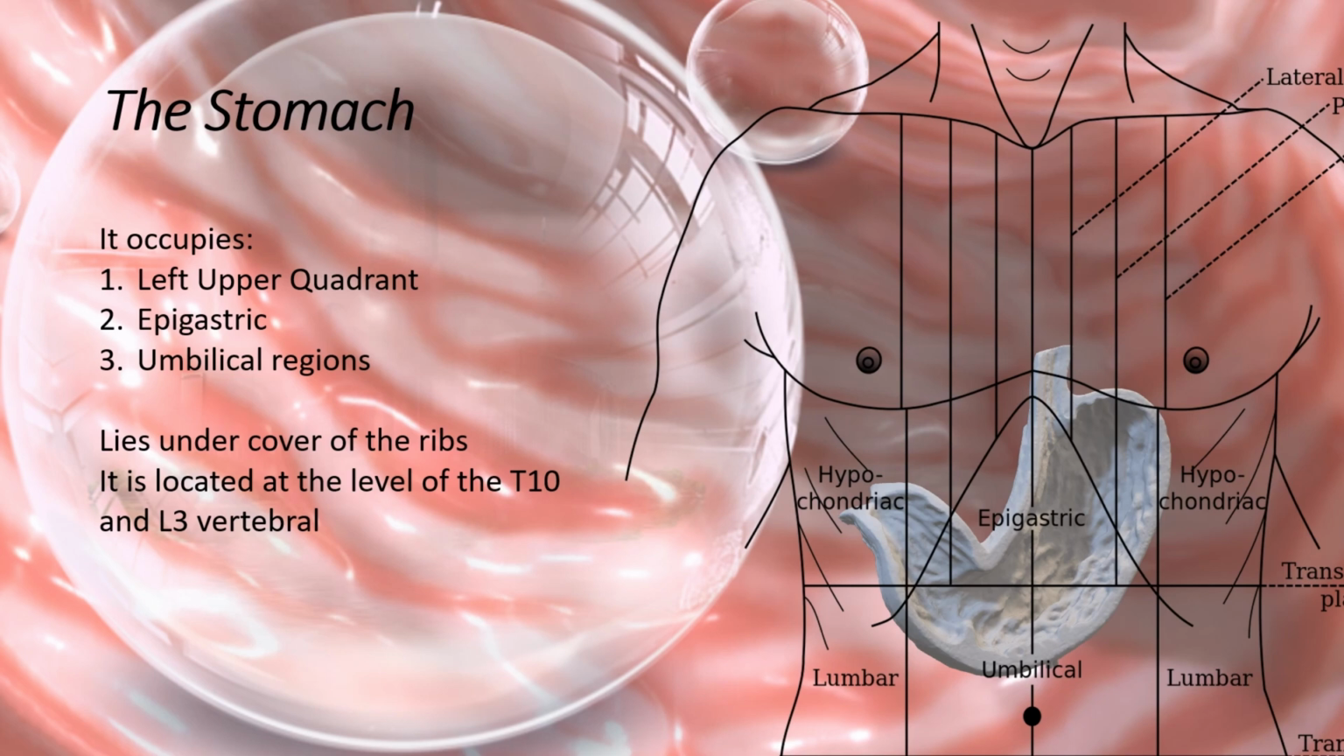First of all, the stomach occupies the left upper quadrant, the epigastric, and the umbilical regions. The stomach lies under the cover of the ribs, and it is located at the level of the T10 and L3 vertebrae.